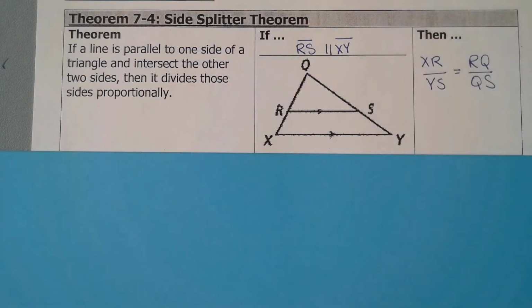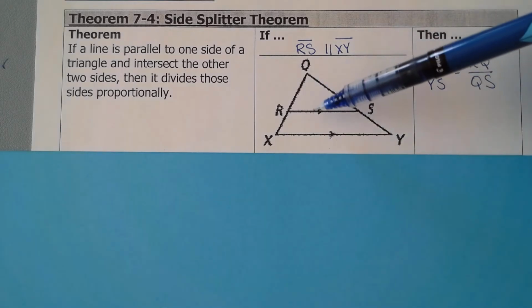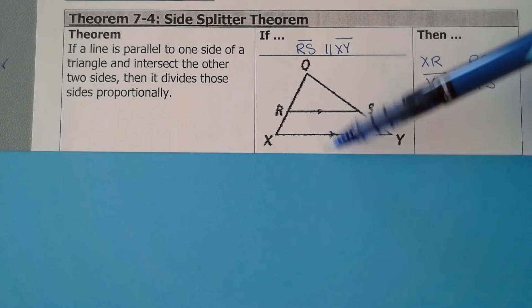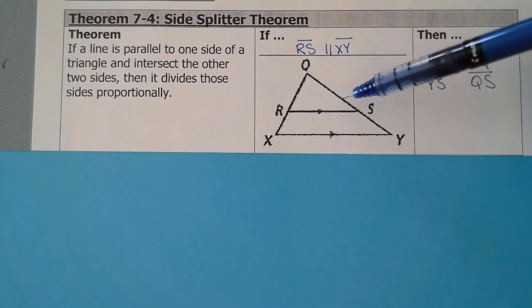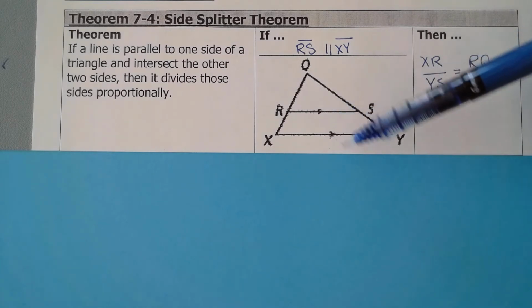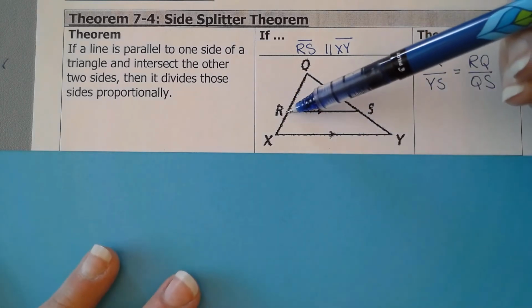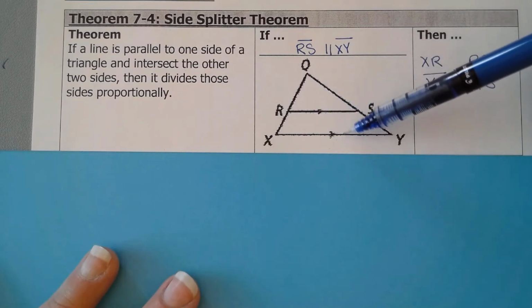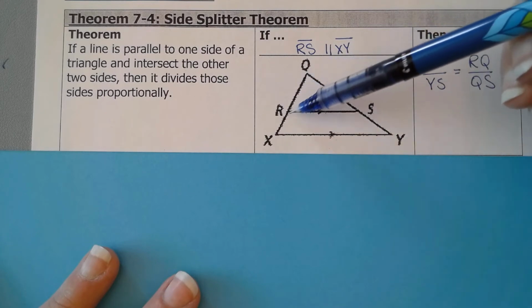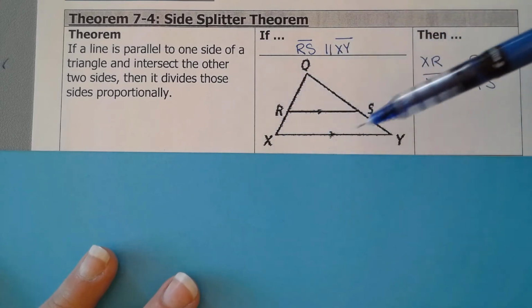If a line is parallel to one side of a triangle and intersects the other 2 sides, then it divides those sides proportionally. So with mid-segment, we learned that if we cut these in half, then we ended up having parallel sides. That's what's happening here. But what is different is that this happens whether I cut it in half or in a different way. If the line is parallel to a side, then the entire side is proportional to the other triangle.